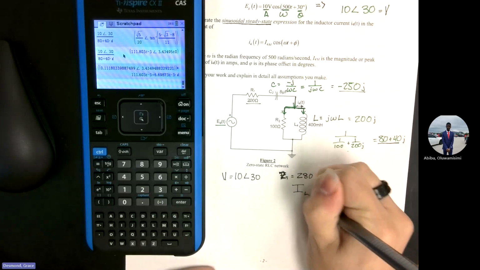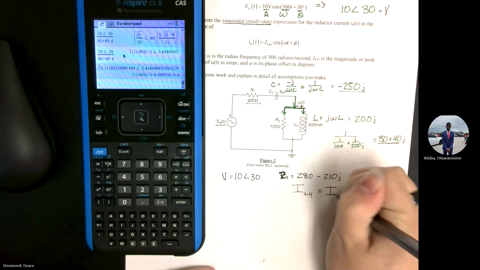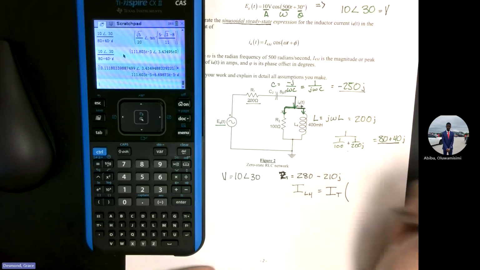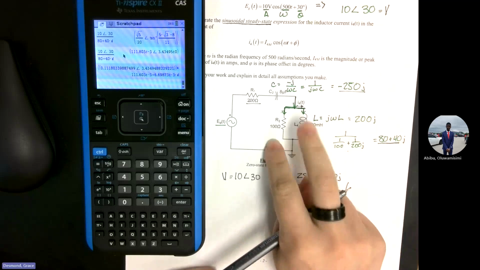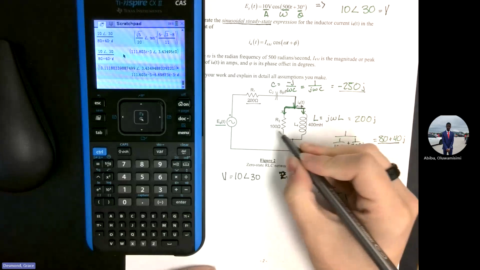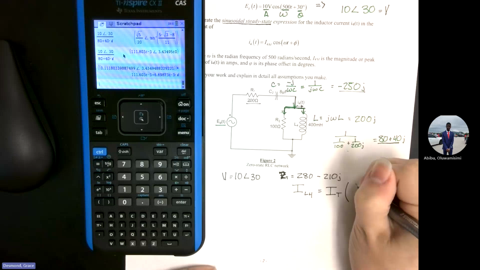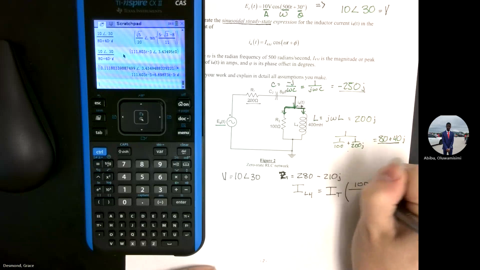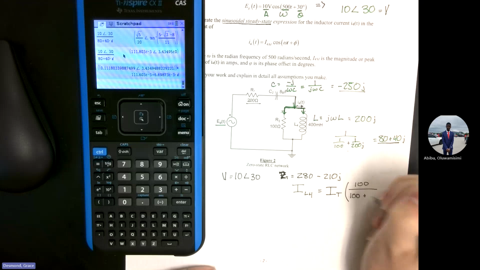So we want IL4, right? That's going to equal times 3, but yes. So we want the component that we don't want. So we're going to do the opposite value. So we're going to do 100 over the total value. So that's the 100 plus 80 plus 40J.